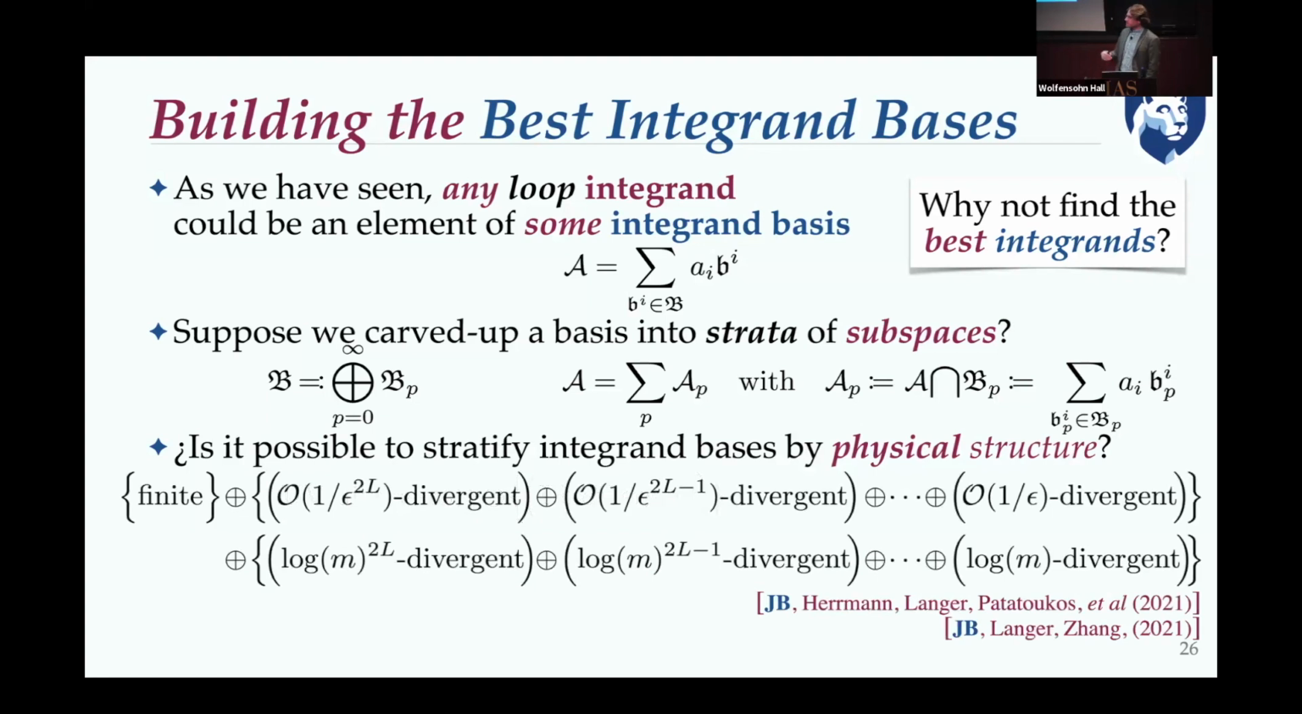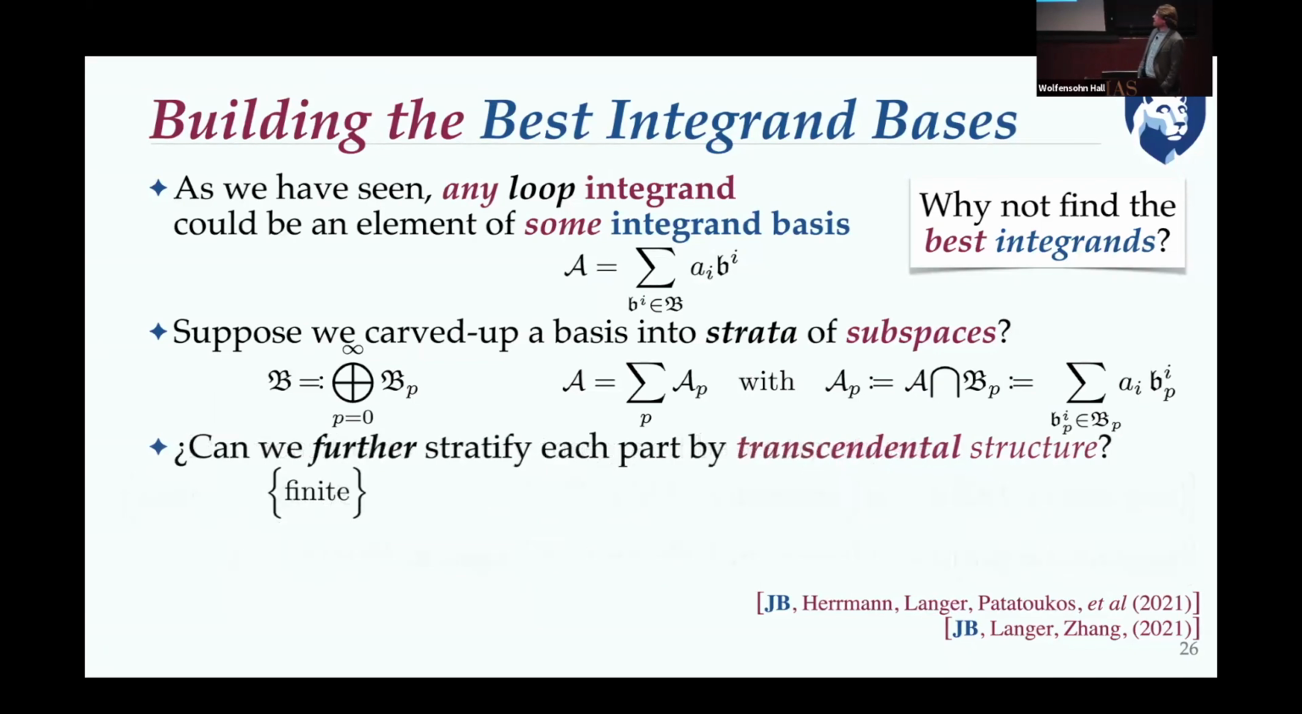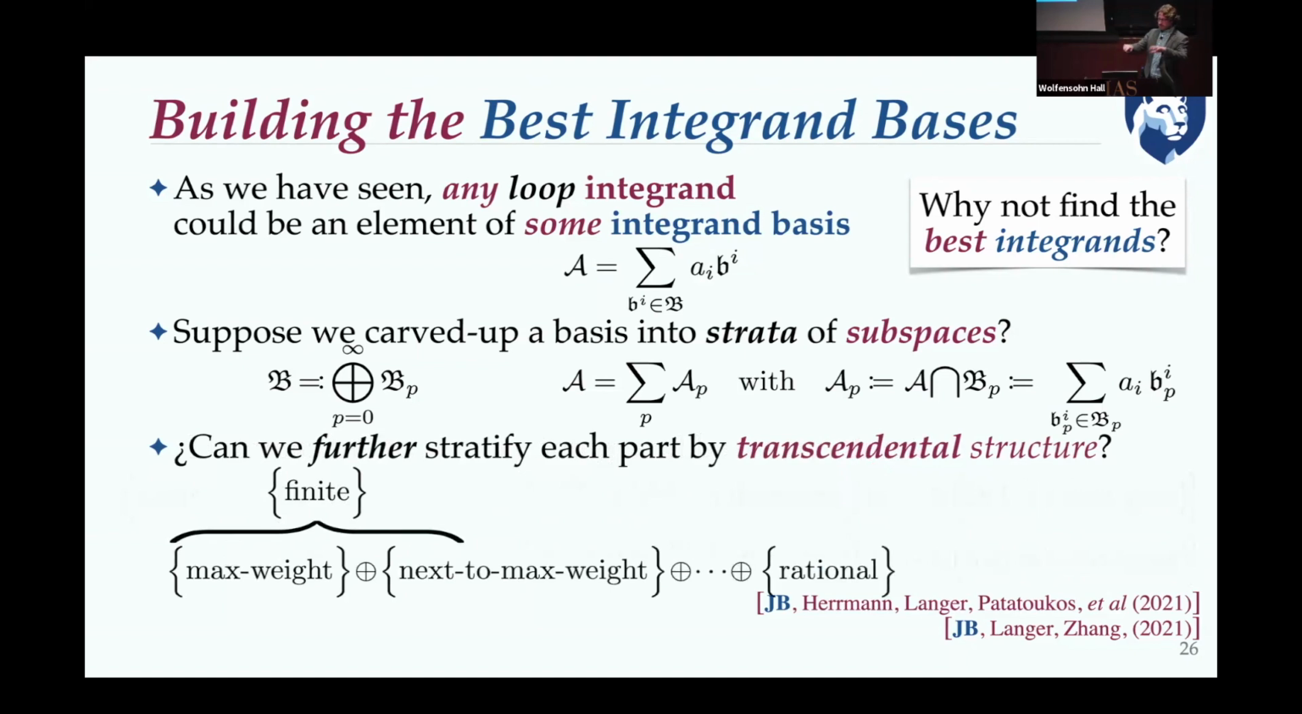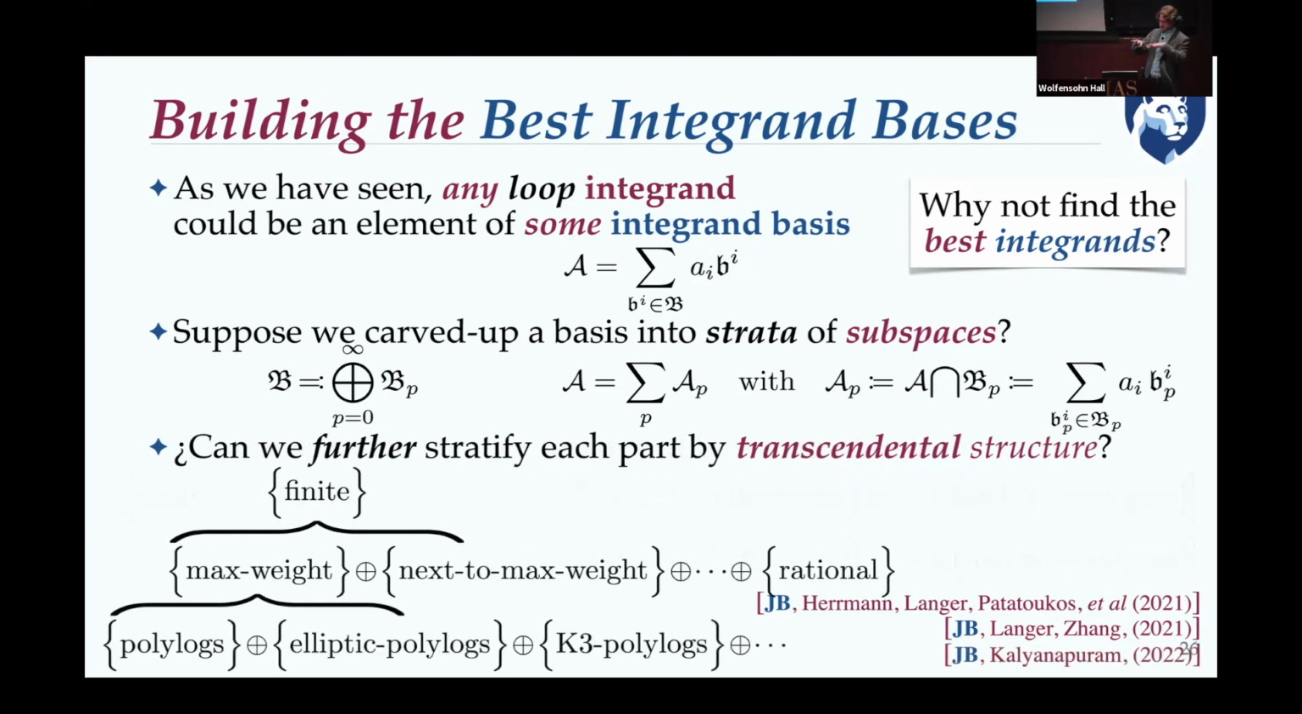You can even organize it at higher loops. You can order it by how divergent it is, by the degree of divergence, and separate off the space according to how divergent it is. And in every one of those strata, this is completely recursive. I mean, this is very nested. Whether on the divergent integrals or the finite integrals, you can divide that space of finite integrals or divergent integrals by maximal transcendental weight, next to maximal weight, all the way down to rationals. And you can divide it up by polylogs, elliptic polylogs, K3 polylogs, and you can fully separate it.